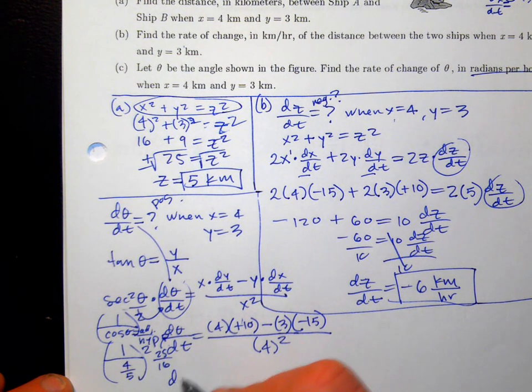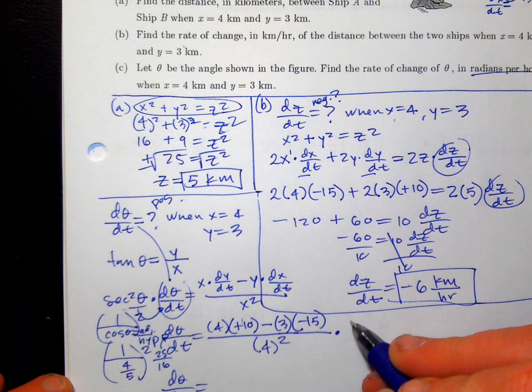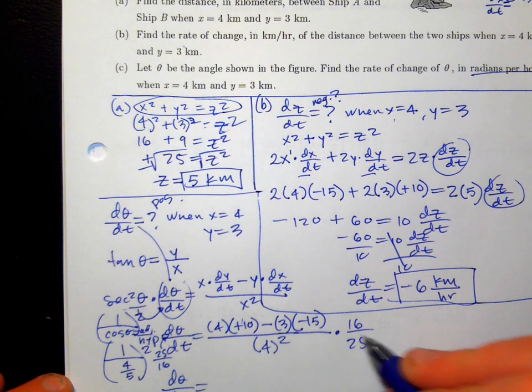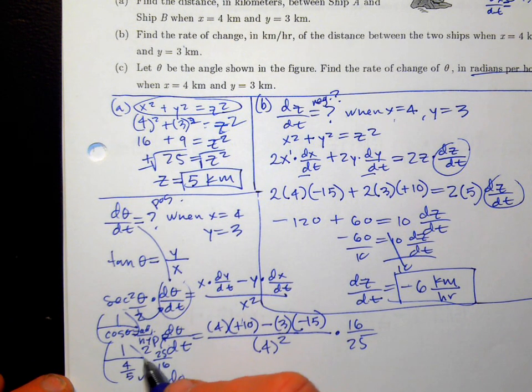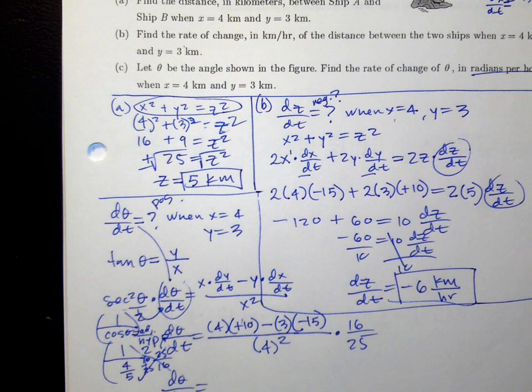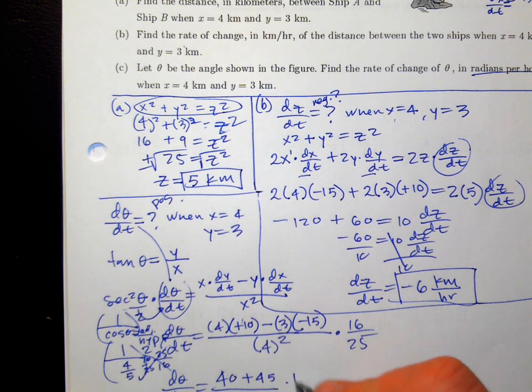Now to get rid of it, I'm going to multiply both sides by the reciprocal, and you're going to get a 16 over 25 on both sides to cancel that out. So now let's see what we got. We got 40 plus 45 over 16 times 16 over 25.